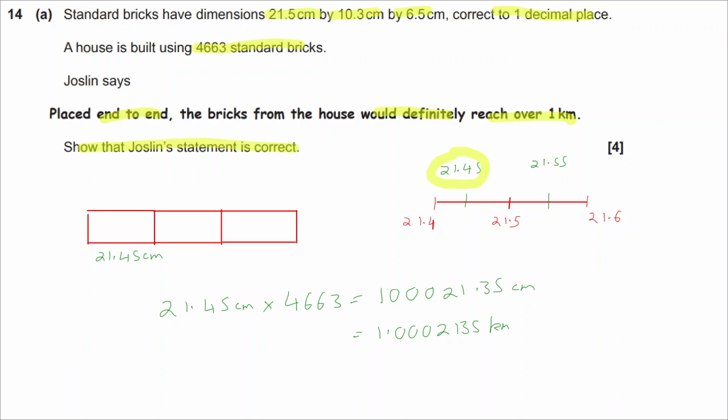Okay, so you can see that because this is with the smallest value of the brick, so if every brick had a length of 21.45, even if all of the bricks had the smallest possible length, you would still get above 1 kilometre. So I've shown that Jocelyn's statement is correct because this value here is bigger than a kilometre. So just to make that clear, you can say that 1.00135 is bigger than 1 kilometre using the lower bound of the brick.